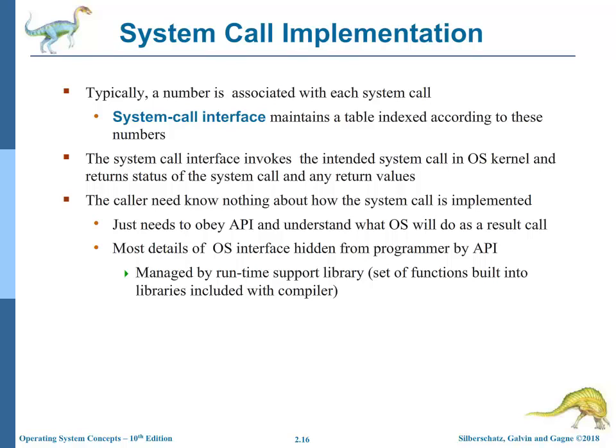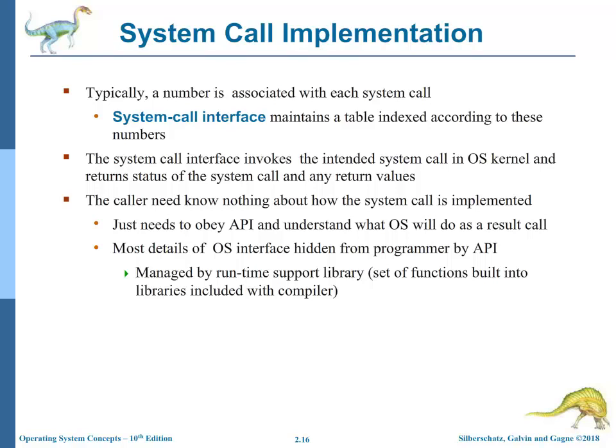The runtime environment, RTE, provides a system call interface that serves as the link to system calls made available by the operating system. The system call interface intercepts function calls in the API and invokes the necessary system calls within the operating system. Typically, a number is associated with each system call, and the system call interface maintains a table indexed according to these numbers.